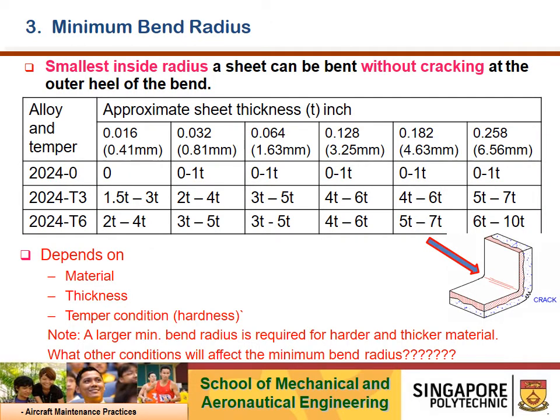So, what is minimum bend radius? It is the smallest inside radius that can be bent without cracking at the outer heel of the bend, as shown here.